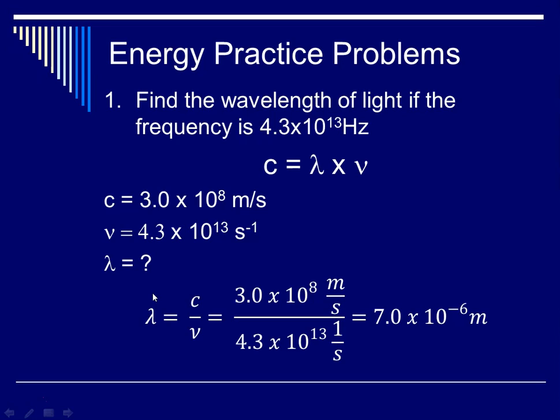I guess 2 problems ago I lied. So wavelength is equal to c divided by nu. So speed of light divided by frequency. We plug in our numbers, 3 times 10 to the 8th meters per second for c. We plug in our frequency here, 4.3 times 10 to the 13th inverse seconds. And we solve and round to 2 sig figs, and our answer is 7 times 10 to the minus 6 meters. Again, we know we're in the visible region of light because we're close to 10 to the minus 7th meters, and we have done it.